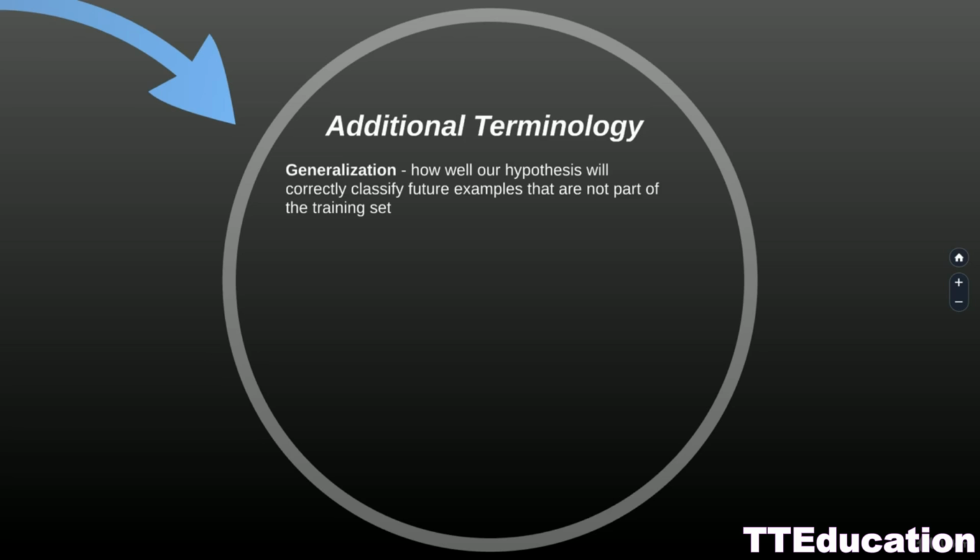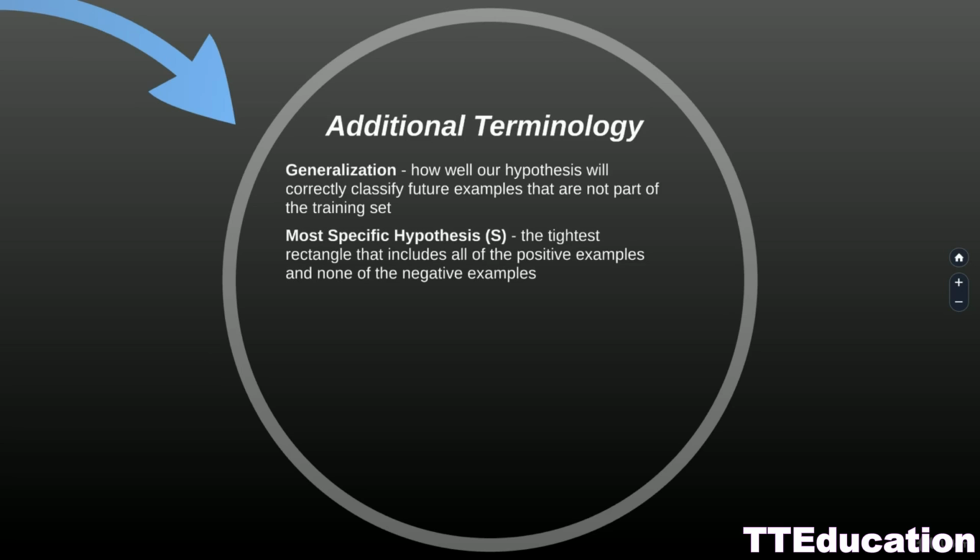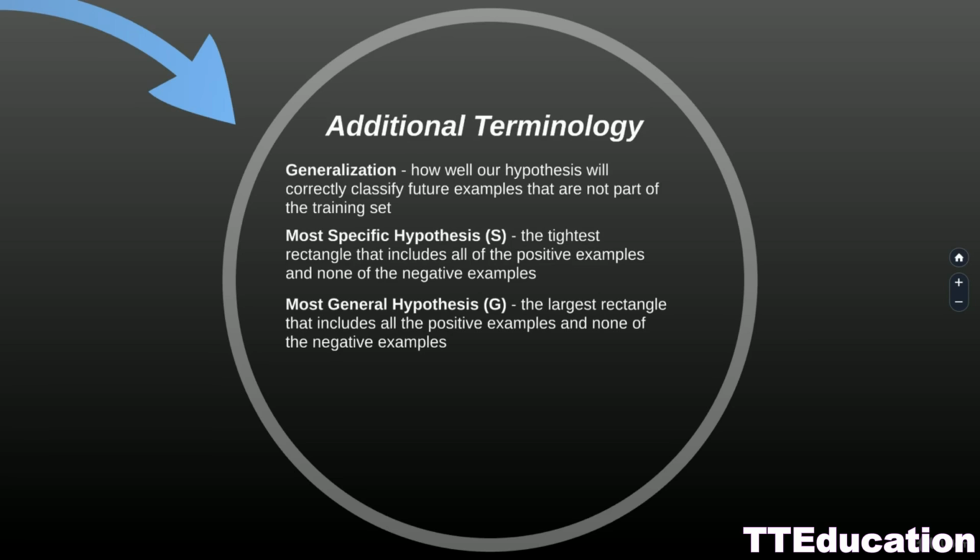Sometimes you can train algorithms that will learn the training set very well, but they'll actually overfit the data and won't generalize to new inputs. That's going to bring in the most specific hypothesis, S, which is going to be the tightest rectangle in our case, since it's 2 dimensions, that includes all the positive examples and none of the negative examples. Also, we're going to have the most general hypothesis, the largest rectangle that includes all of the positive examples and none of the negative examples.